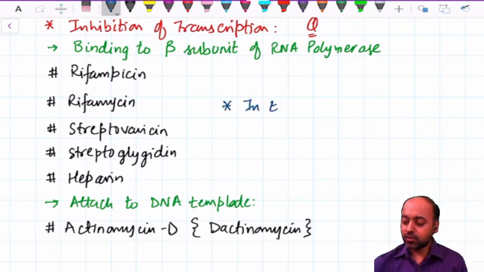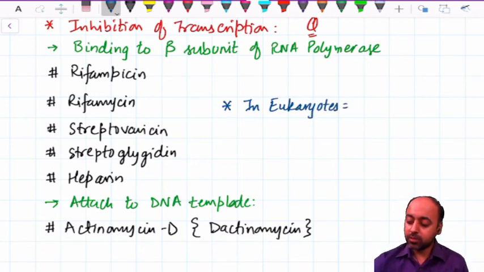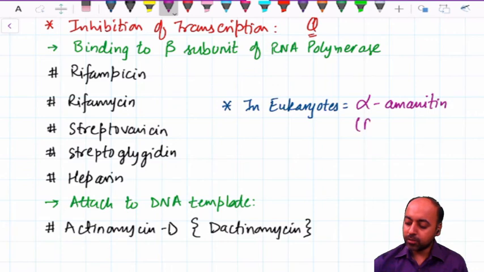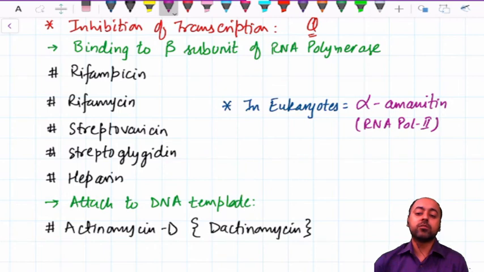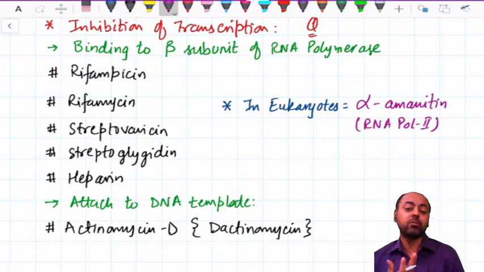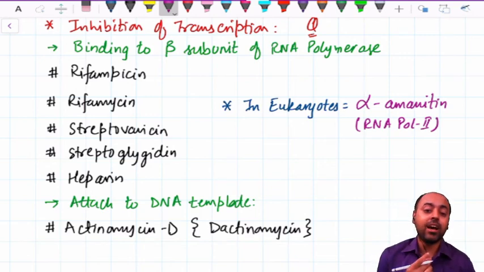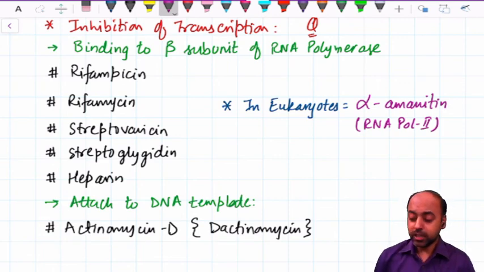For eukaryotes, we have already mentioned the inhibitor. If you recall, for eukaryotes, the inhibitor is the alpha amanitin. Primarily it will inhibit the RNA polymerase 2, but it also inhibits the other polymerases. The strongest inhibition is for RNA polymerase 2. It is obtained from a type of mushroom, Amanita phalloides. So this is the inhibition of transcription both in prokaryotes and eukaryotes. This is a common question which is asked for 2 marks.